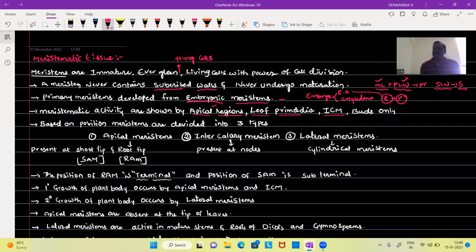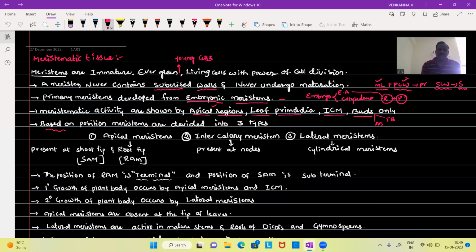And intercalary meristem is also present at the place of the node. Even buds, like axillary bud and terminal bud, are two important kinds of buds that also have some amount of meristematic tissue. Buds develop into an inflorescence or a lateral branch. So we see meristematic activity in apical regions, leaf primordia, intercalary meristem and in buds.